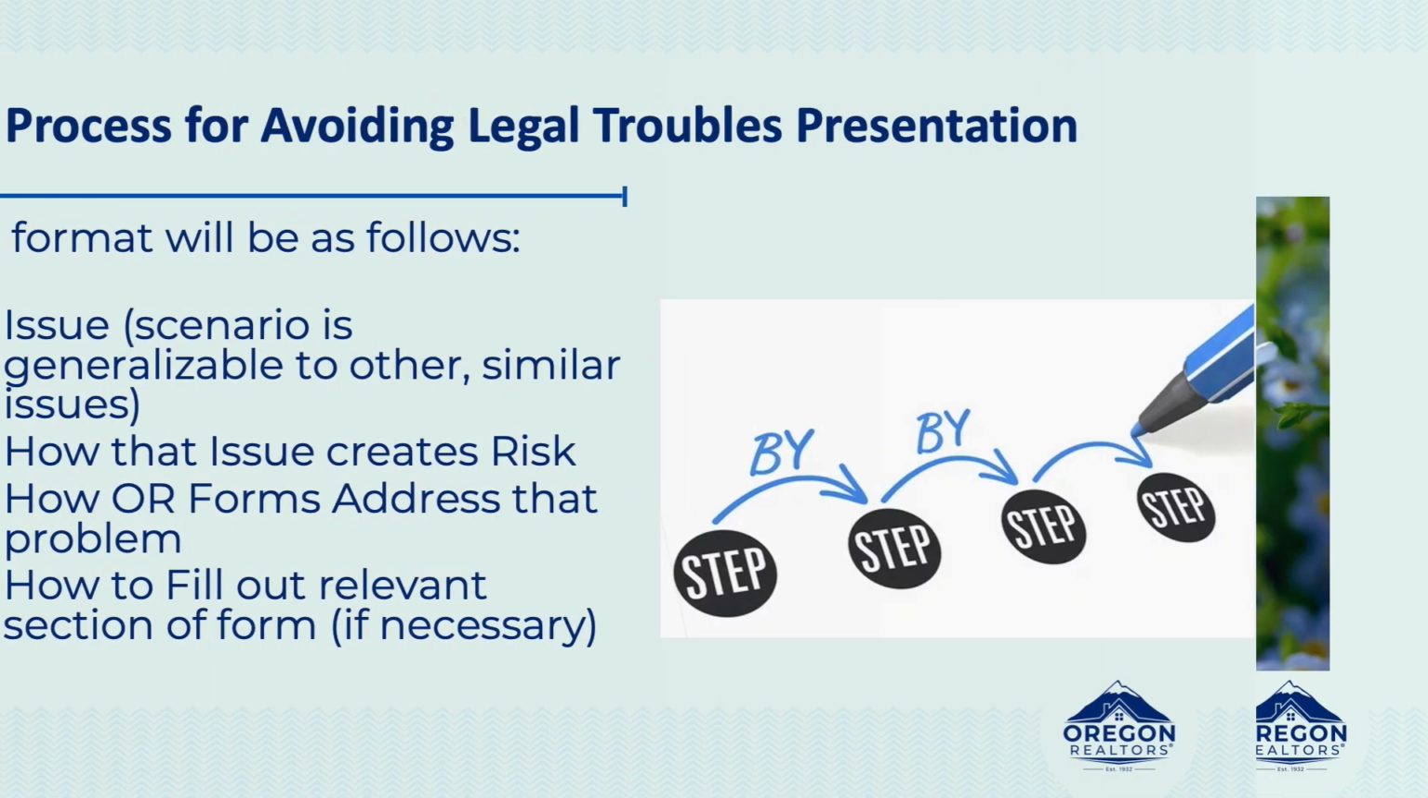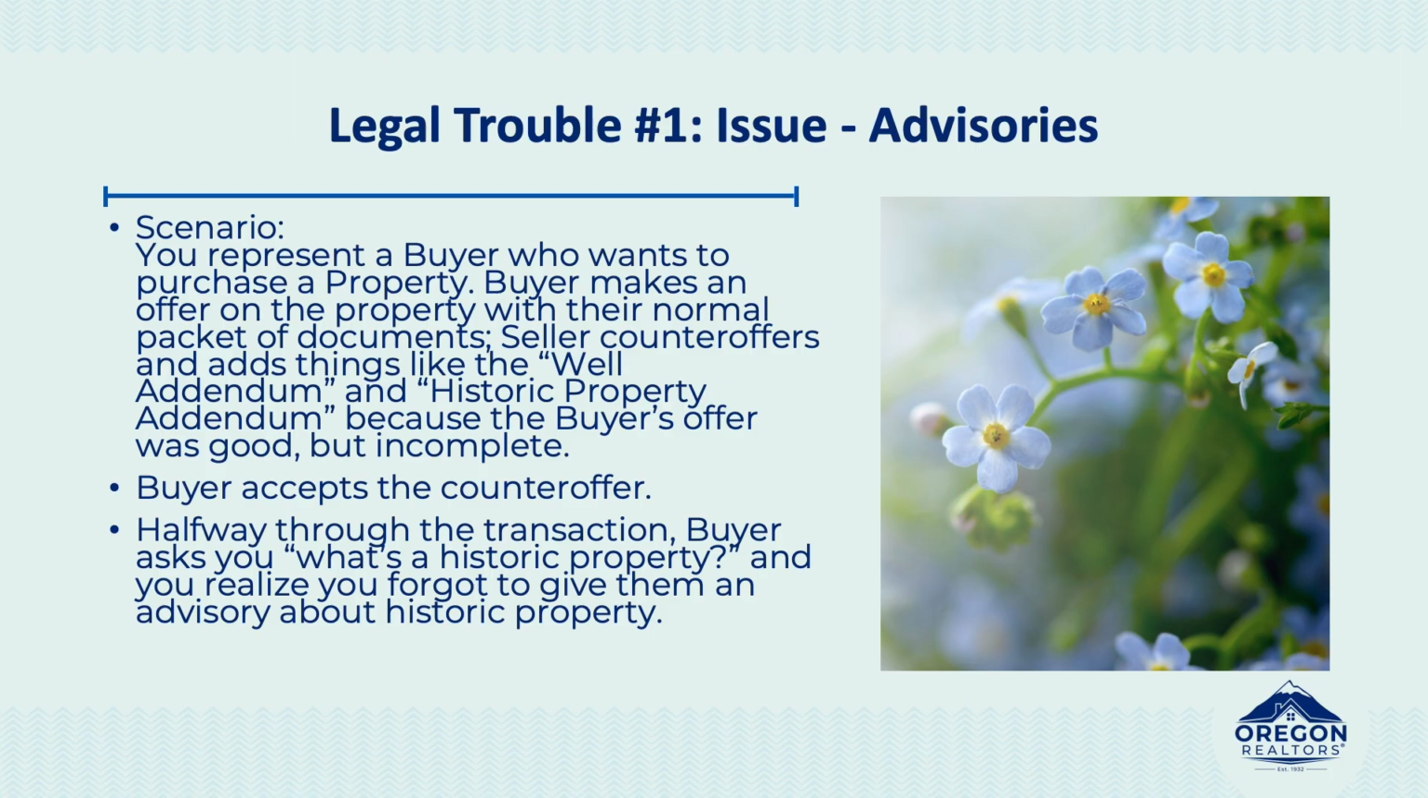The first issue is related to advisories. The scenario in this image on the right is a forget-me-not. A scenario is that you represent a buyer. You're a buyer's agent, and the buyer wants to make a purchase on a property. The buyer makes an offer on a property with all their normal packet of documents, and the seller counteroffers and says, hey, you need to add a well addendum. This property has a well. Sorry, didn't put it in the listing information. Forgot about that. But yeah, there's definitely a well, and you're going to need a well addendum.